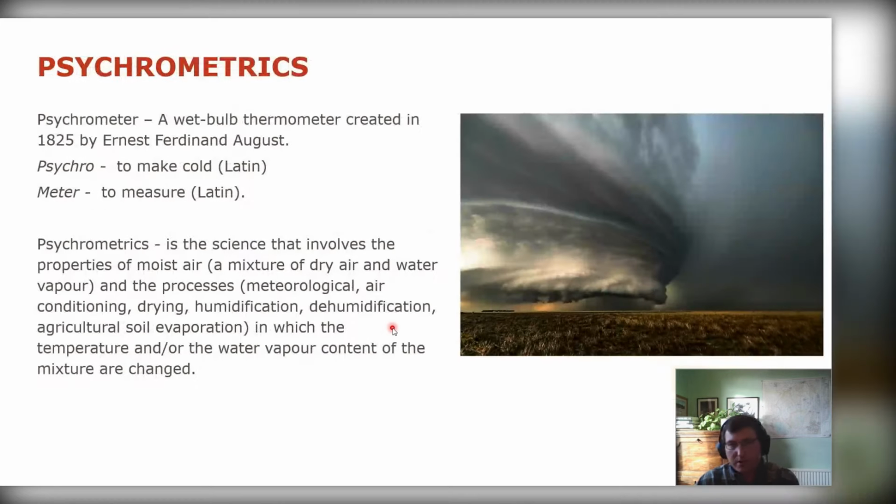So let's get started. First of all, psychrometrics, what is it? A definition, or one of the definitions from a textbook, is that it's the science that involves the properties of moist air, a mixture of dry air and water vapor, and the processes, which could be meteorological, air conditioning, drying, humidification, dehumidification, in which the temperature and/or the water vapor content of the mixture are changed.